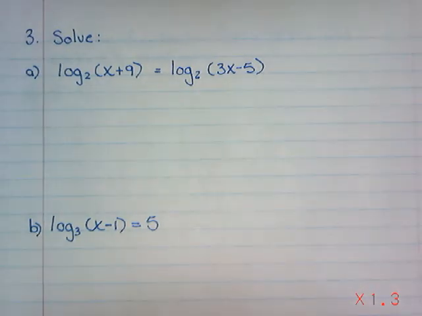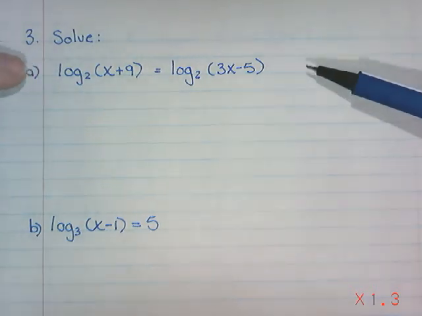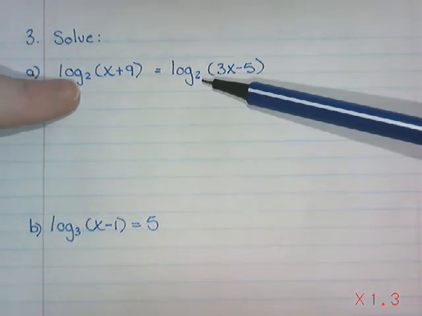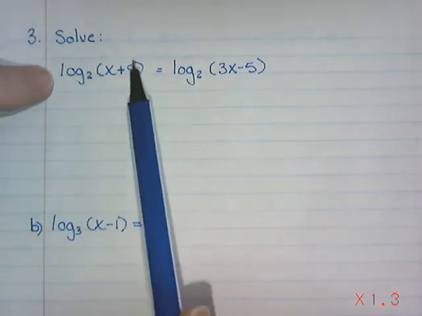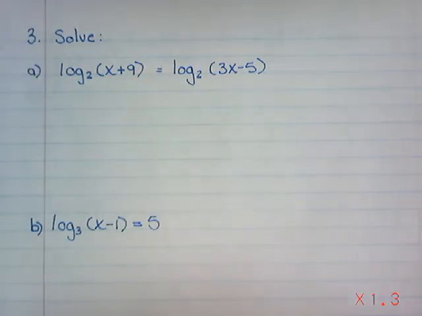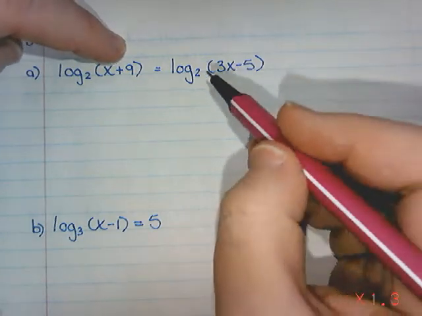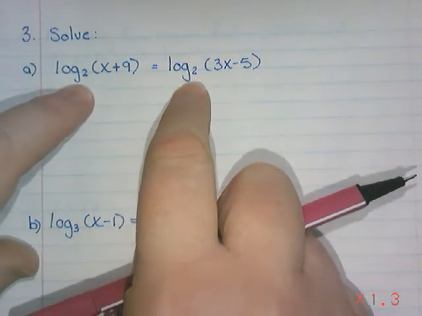So there are a couple of different strategies for solving log equations. This is by far the easiest of those. When you have a log equation that has the same base on the log on each side, and you only have one log on the left and one log on the right, you can solve by comparing the arguments. So if log base 2 of x plus 9 equals log base 2 of 3x take away 5, they both have logs, they both have base 2.